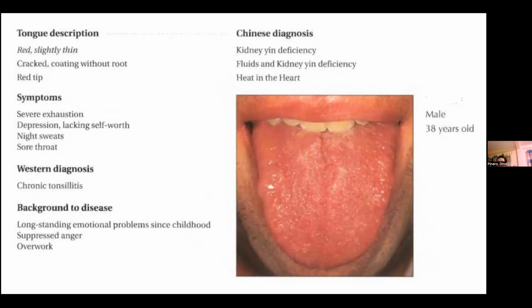The patient has symptoms of severe exhaustion, may depression, lacking self-worth, may night sweats, and sore throat. Sa Western diagnosis, there is chronic tonsillitis. Sa background to disease, there is a long-standing emotional problem since childhood. There is suppressed anger, and the patient is overworked.